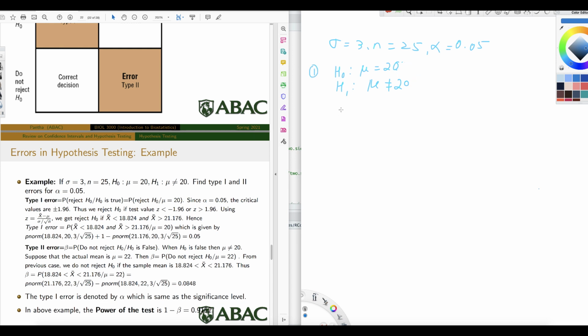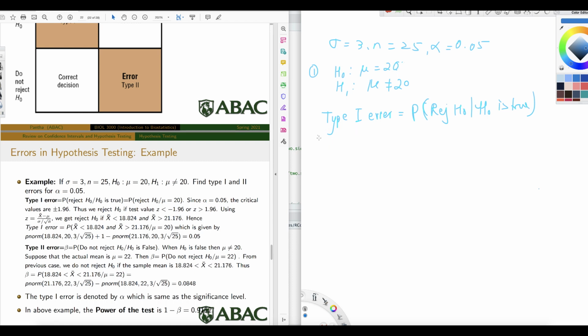So what is the type 1 error? Type 1 error is the probability of rejecting H0 when H0 is true. H0 is true means the true value of the population is 20, but you rejected it. So what is the chance that you reject the true null hypothesis? Let us see that.